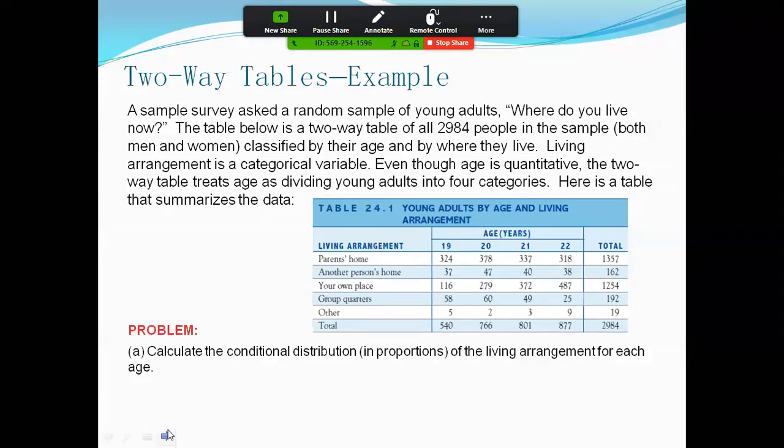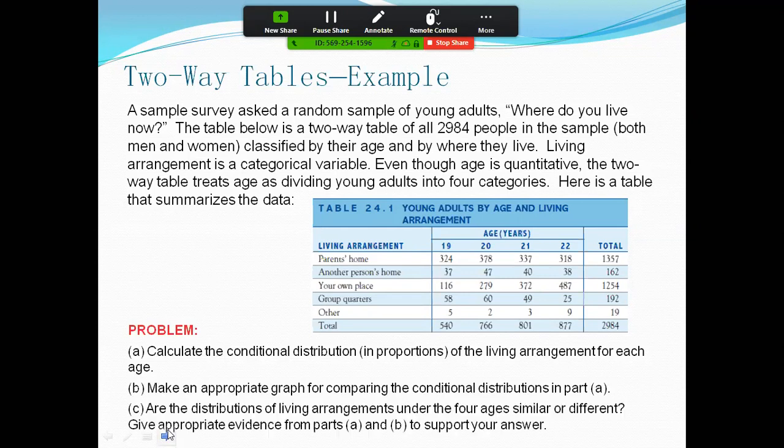Problem. A. Calculate the conditional distribution in proportions of the living arrangement for each age. B. Make an appropriate graph for comparing the conditional distributions in Part A. C. Are the distributions of living arrangements under the 4 ages similar or different? Give appropriate evidence from parts A and B to support your answer.